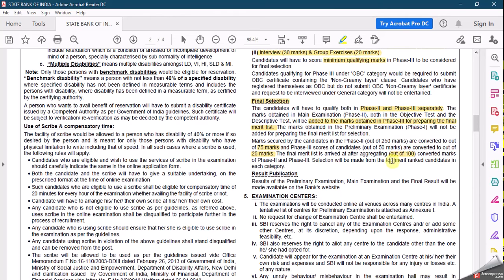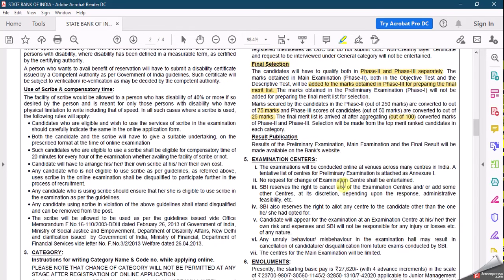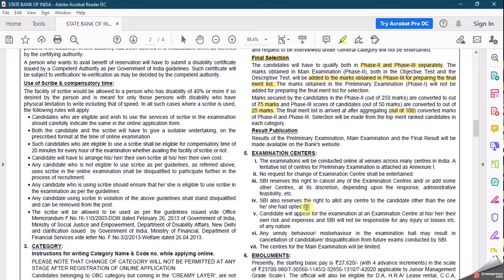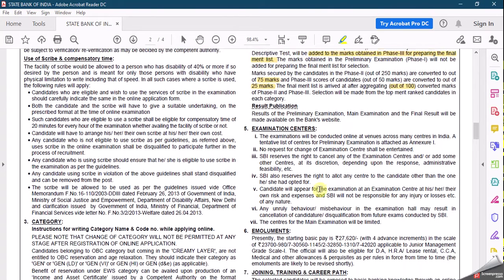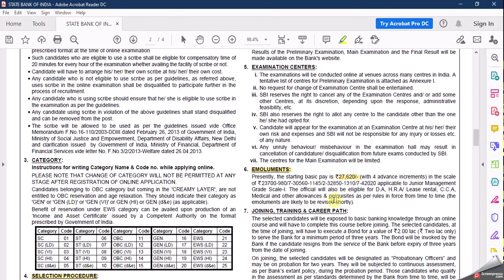Selection will be made from top merit ranked candidates in each category, and the results of the preliminary, main examination and final result will be available on the bank's website, that is this SBI website. Examination centers they have given on the last page that we'll see. So here you can see the emoluments a probationary officer will be getting after joining. Starting basic pay is, and increments they have written. Okay, so you can go through this.